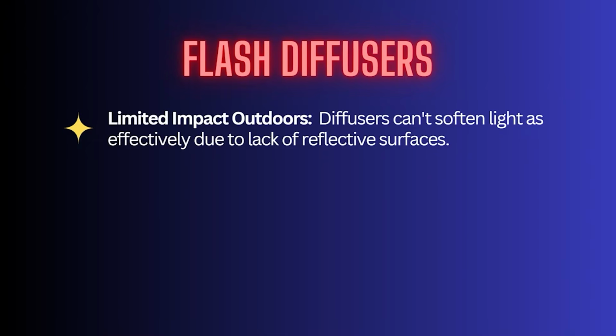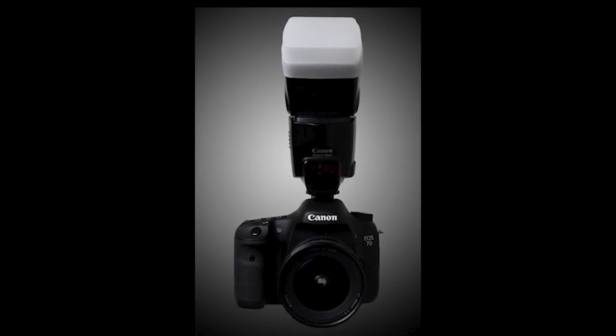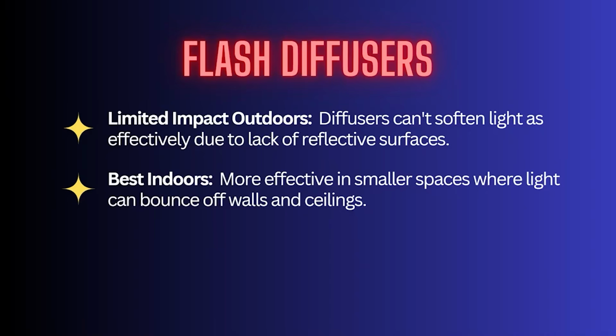Outdoors, there tends to be a lack of reflective surfaces, so light gets sent off in all directions, but only the light moving directly toward the subject ever reaches the subject. And because the flash is behind an extra piece of plastic, it's now working extra hard to get enough light out there for what you're trying to do. This type of tool is best used indoors. It's more effective in smaller spaces where light can bounce off walls and ceilings.